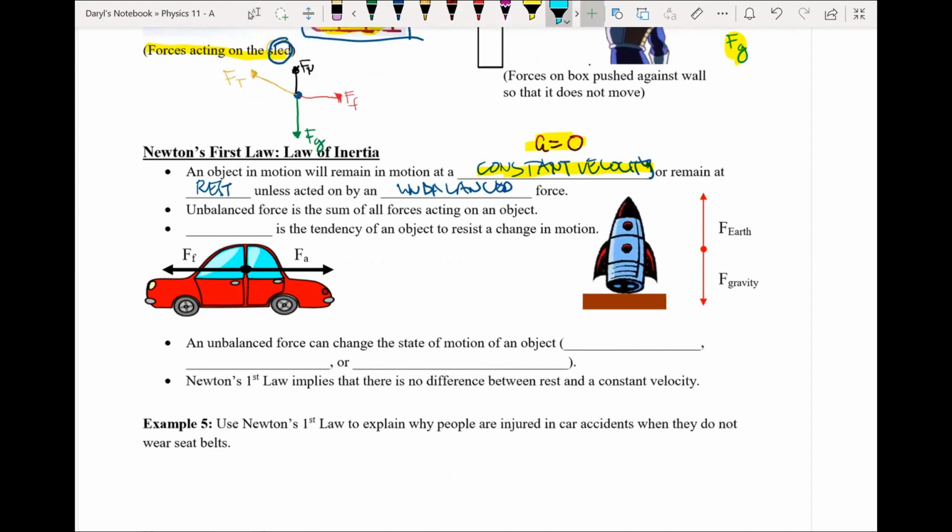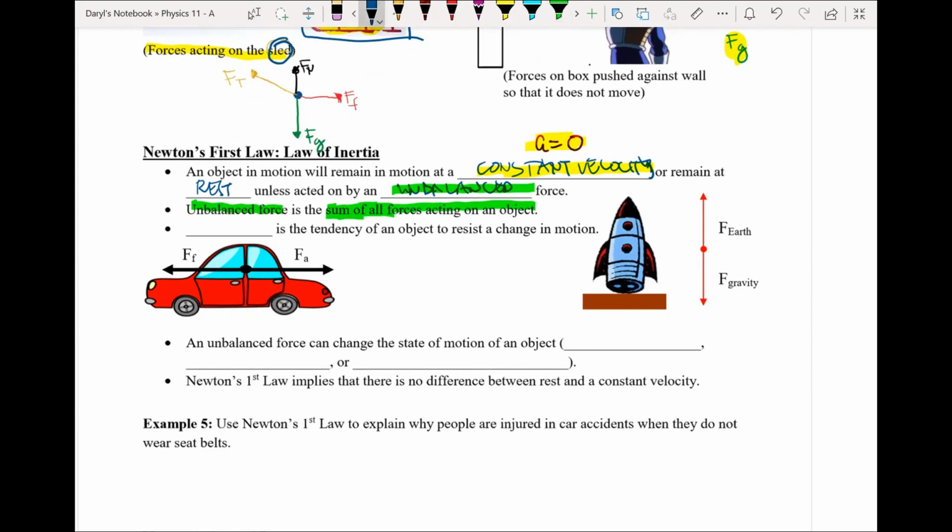So when you say unbalanced force, this is just the sum of all the forces acting on the object. Okay, so sum of all the forces. So it's very important that you're taking the sum. So you're not only talking about a single force here, you're taking the sum.